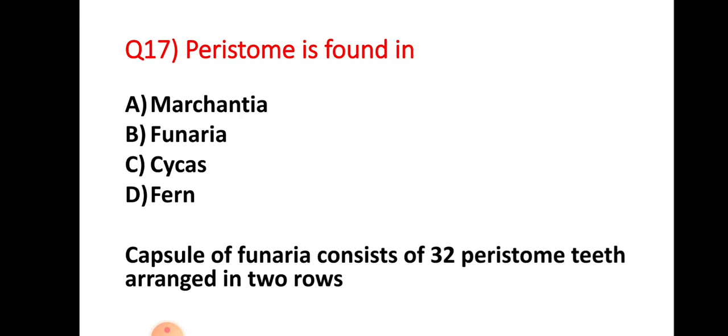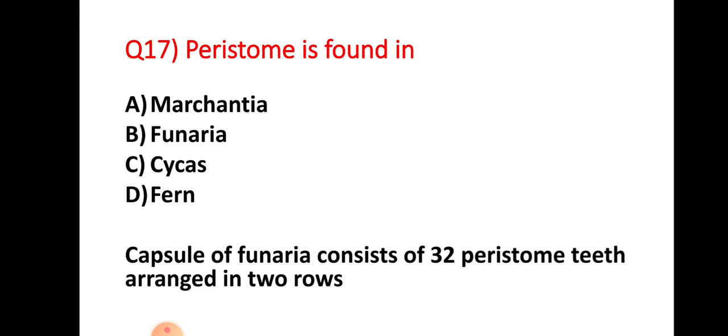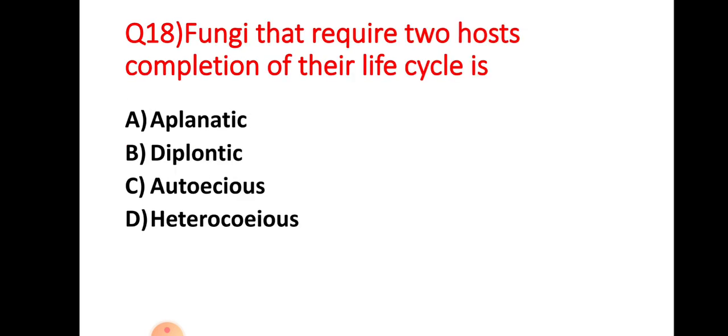Funaria. Funaria is option choice B. Capsule of Funaria consists of 32 peristome teeth. They are arranged in 2 rows. So right answer for question number 17 is option choice B. Now let's see question number 18.